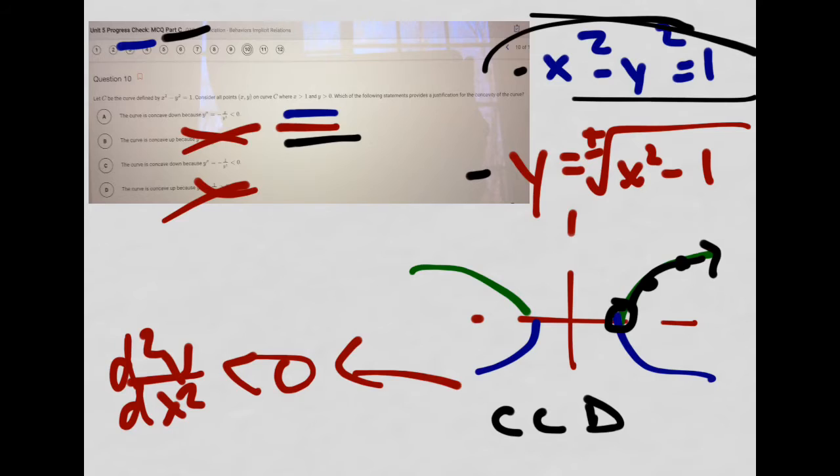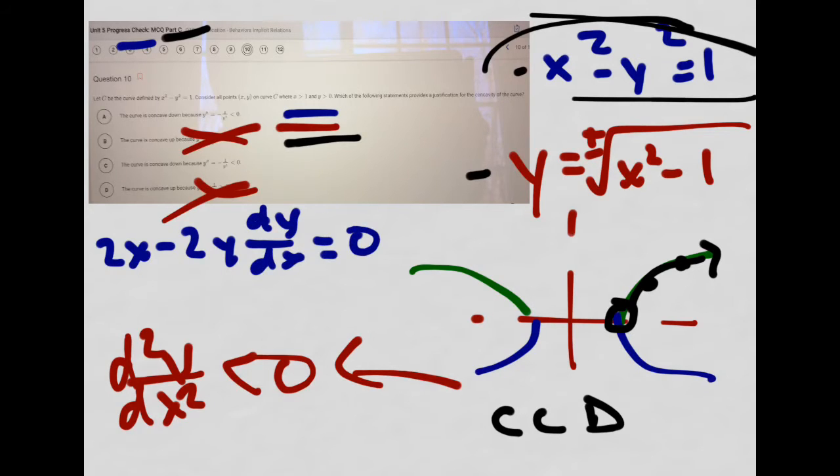All right, now let's take a look at what else is being said here. If you take the derivative, you have 2x minus 2y dy over dx equal to 0, and you isolate dy over dx. You're going to get x over y, because you're dividing negative 2 by negative 2, which is the same as 1.